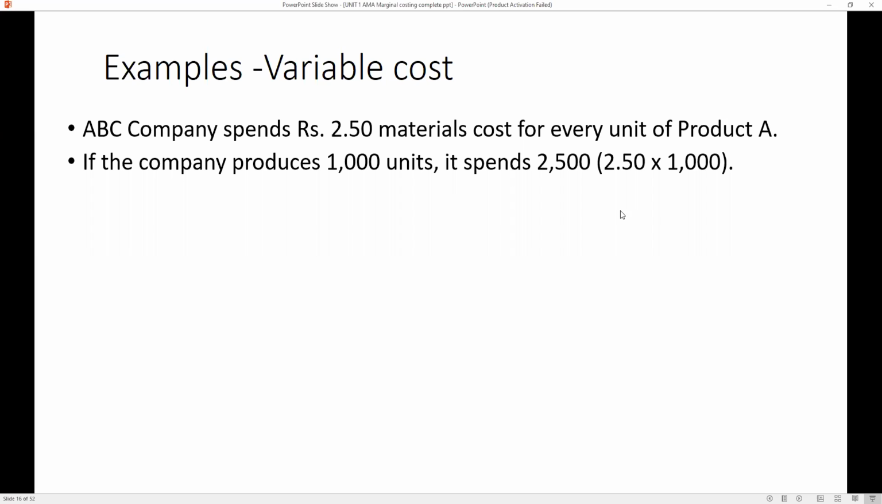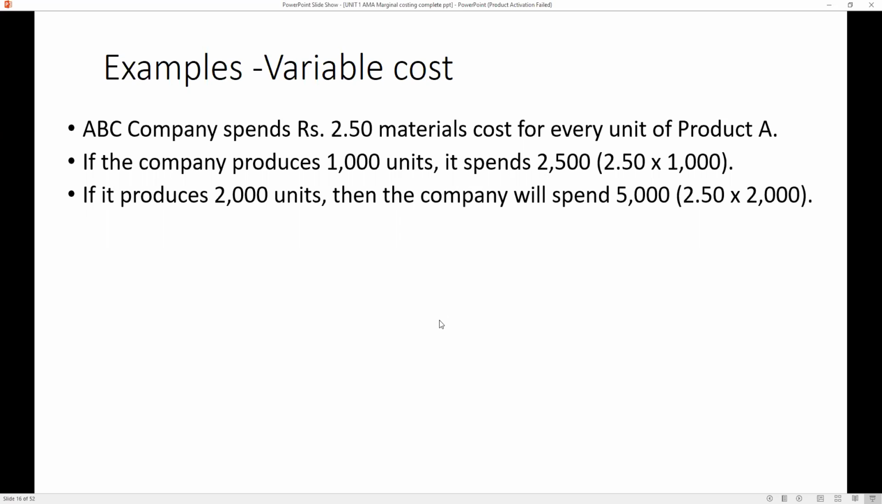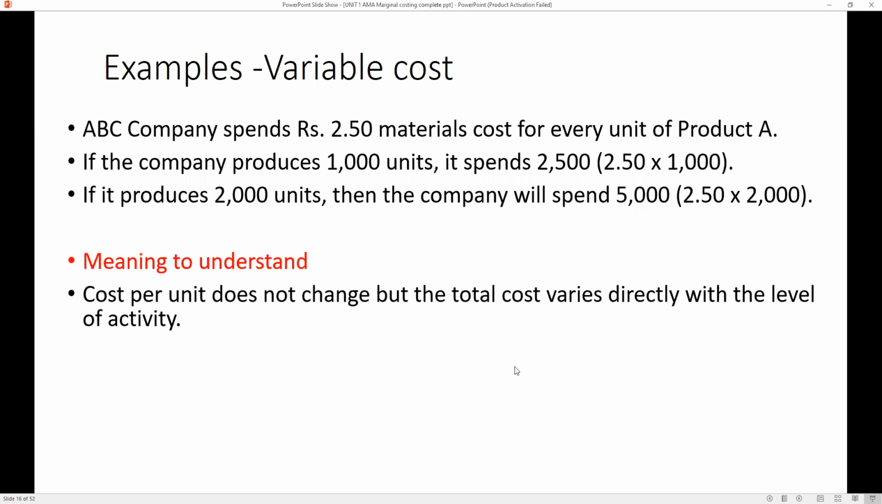For 1,000 units of material, it's going to be 1,000 into 2.5, which is 2,500. If it produces 2,000, the cost will increase in proportion. So it will be 2,000 into 2.5, which becomes 5,000. That means the per unit cost is going to be the same, but the total cost is going to vary. This is called variable cost. So what do you understand? The cost per unit does not change, but the total cost varies directly with the level of activity. As the number of units increases, the total cost increases accordingly.